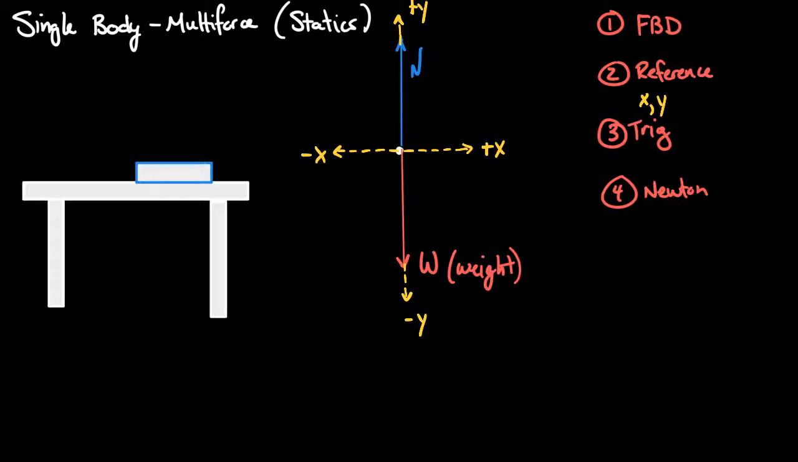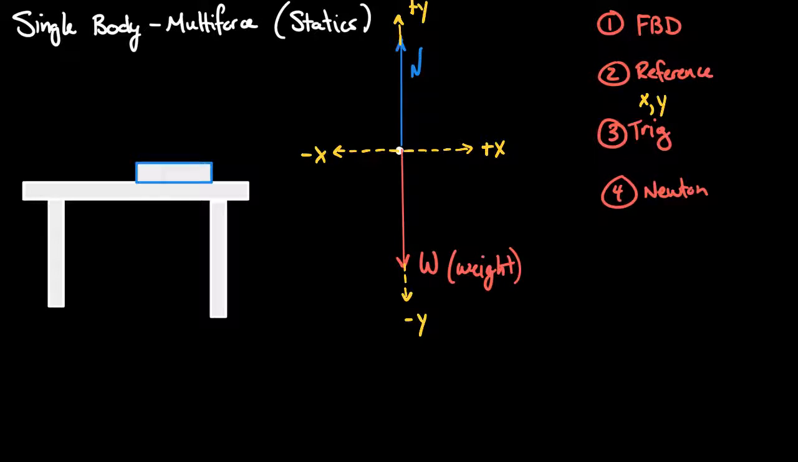This example has no off-axis forces. Off-axis would mean that it's like out here someplace. It's not along an axis. All of these are along an axis, so there's nothing to convert. So step 3 can be skipped for this problem.